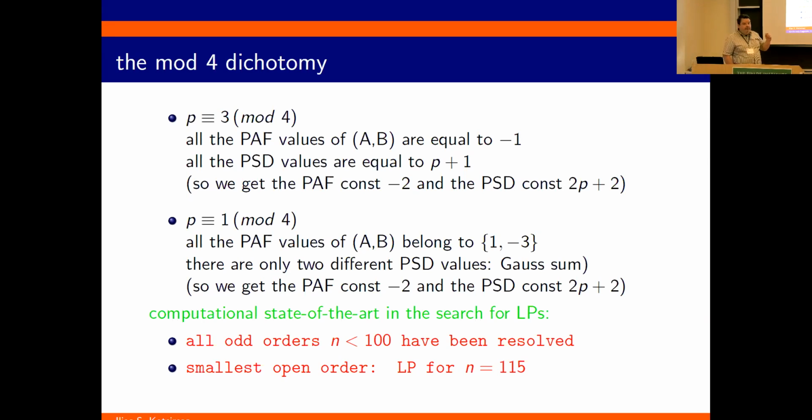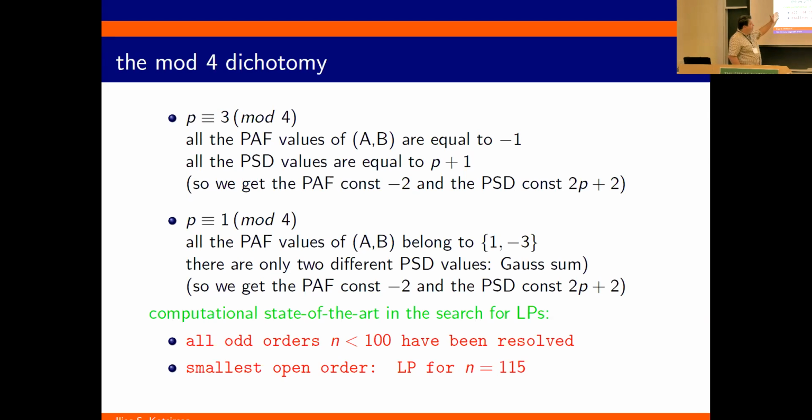When p is 1 mod 4, let's say 37, then all the PAF values belong to 1 and -3. And there are only 2 different PSD values because of the Gauss-sum argument. And again, we get the PAF constant -2 and the PSD constant 2p plus 2.